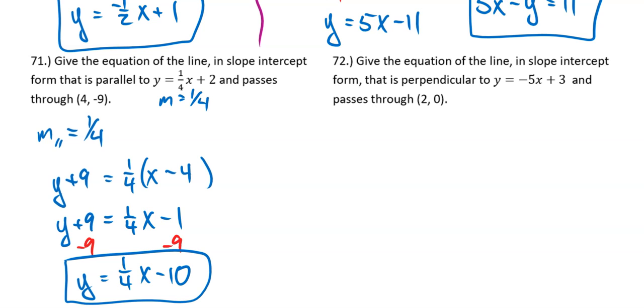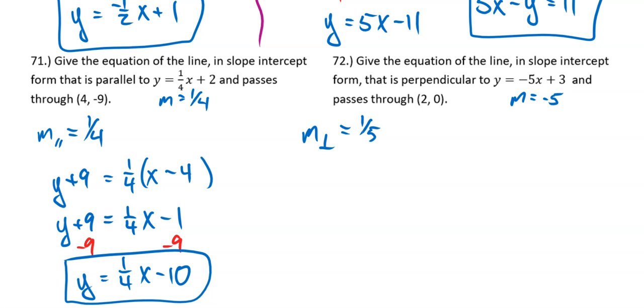Okay. If I look at the next one, we want slope-intercept form again. We want to be perpendicular to this line this time. And so as I look at this thing, this guy has a slope right here of negative 5. But if I want to be perpendicular to that, I have to do the opposite reciprocal. That's going to be positive 1/5. Okay? So now I have the slope.